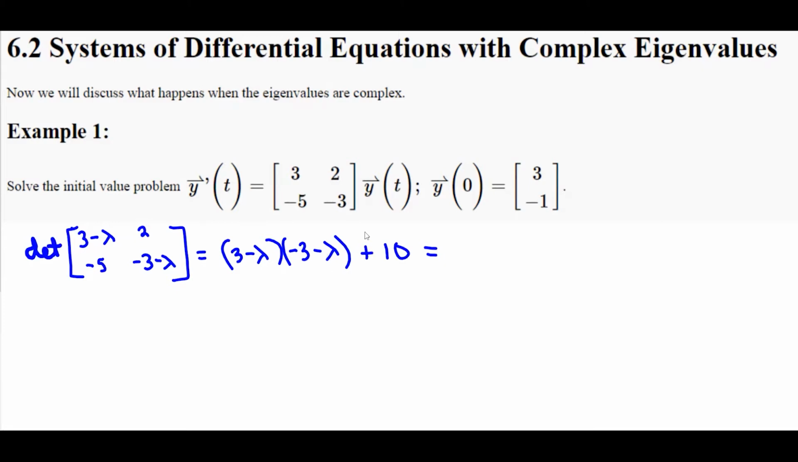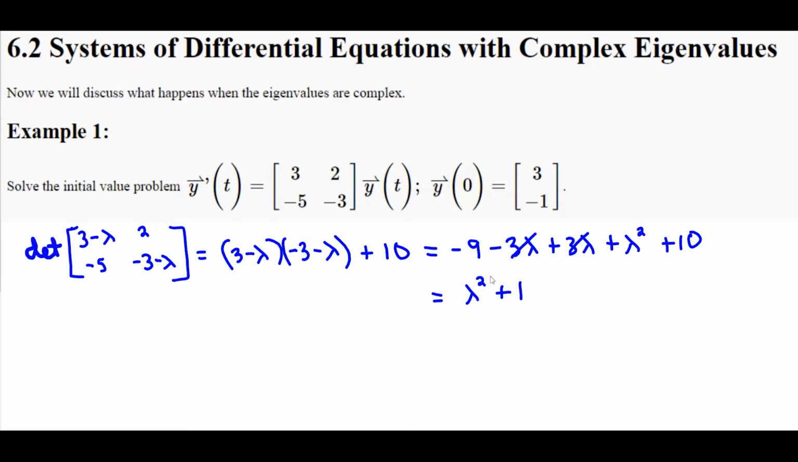So I need to multiply the binomials together. So that looks like I get negative 9, negative 3 lambda, plus 3 lambda, plus lambda squared, and then plus 10. Rewrite this, lambda squared. The minus 3 lambda plus 3 lambda is going to cancel out. Negative 9 plus 10 is plus 1.